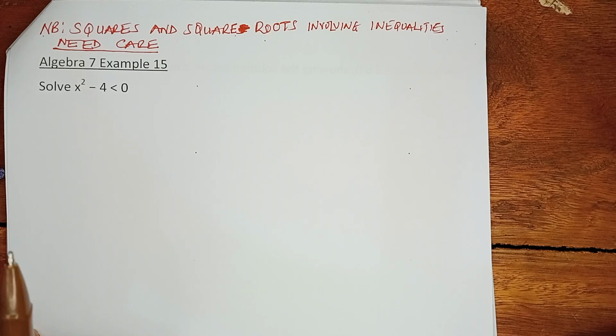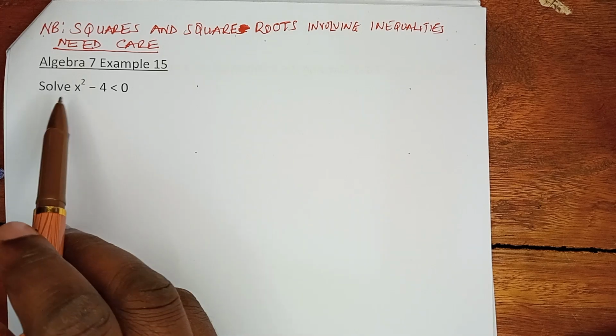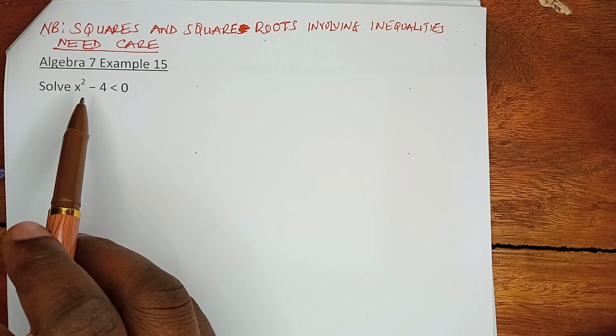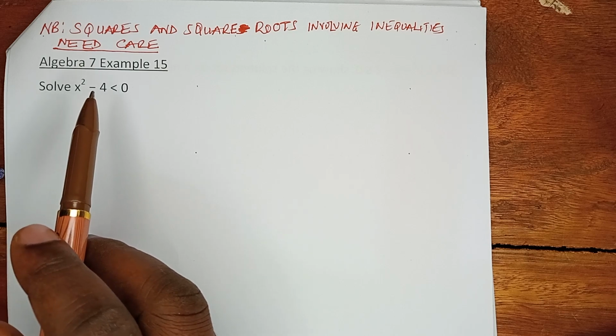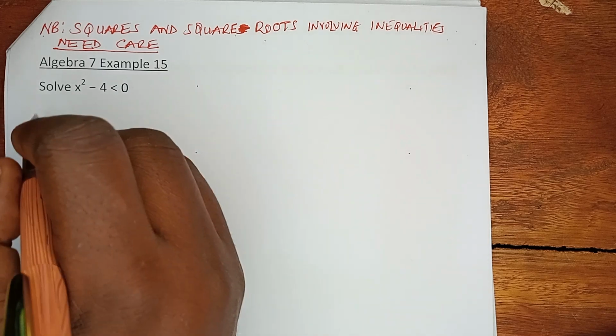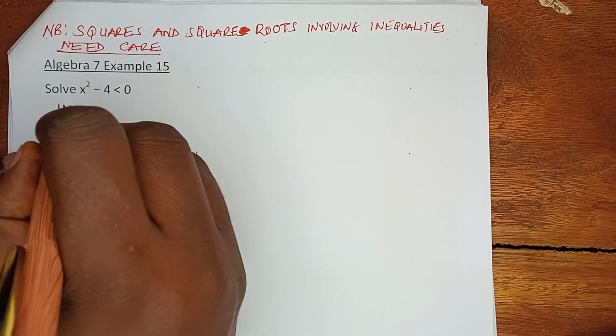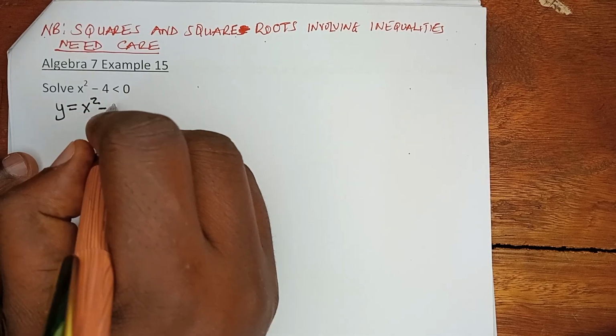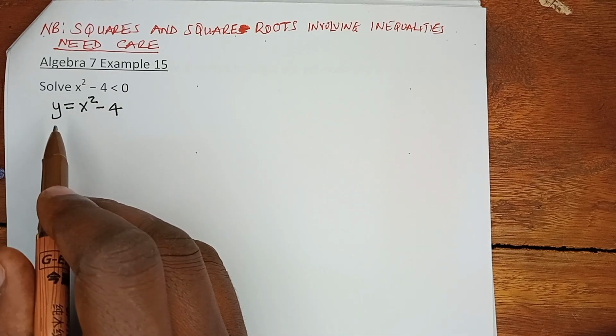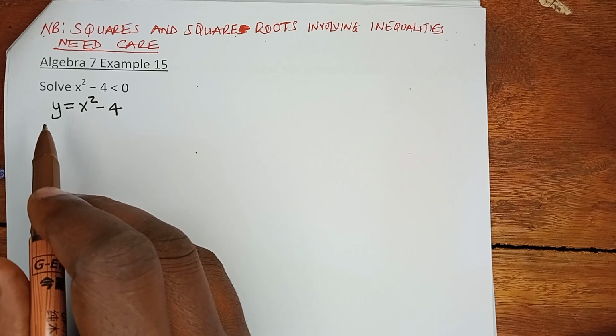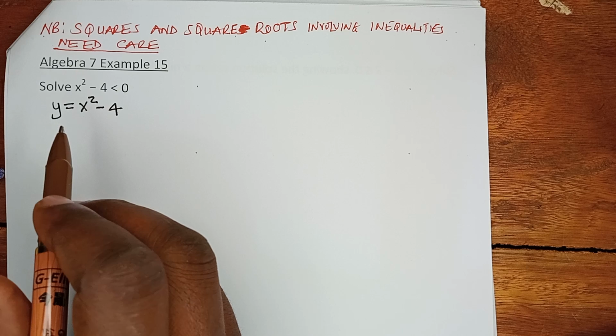And in example 15, Algebra 7, which says x squared minus 4 is less than 0, I want to outline the points that we need to follow. First of all, this one is a region, but that region has a boundary, and that boundary is a line. So know how to construct the graph of y equals x squared minus 4. This is the graph that is going to give us the boundary between the two regions.